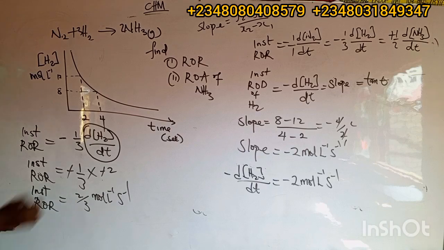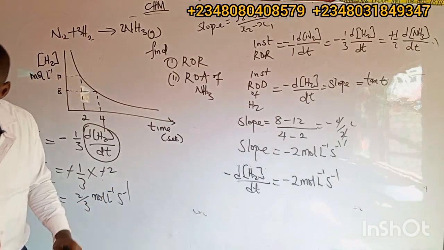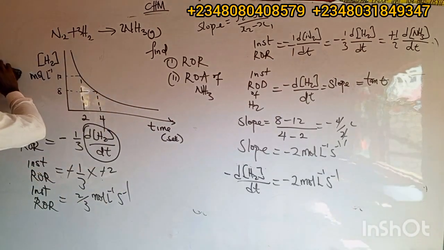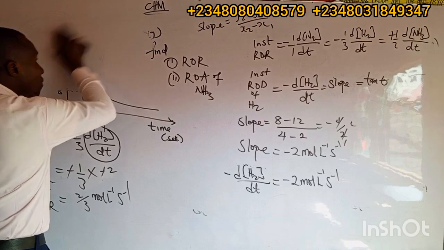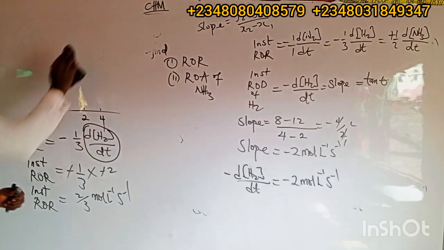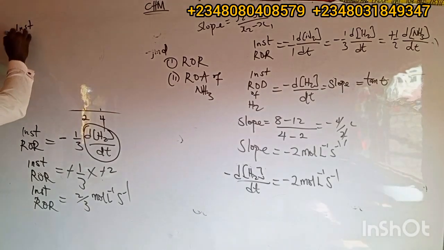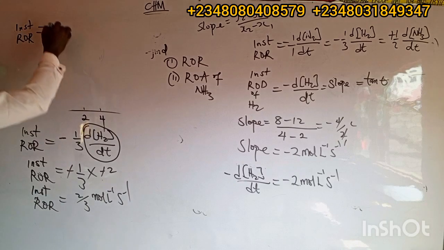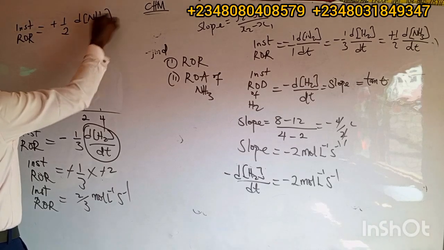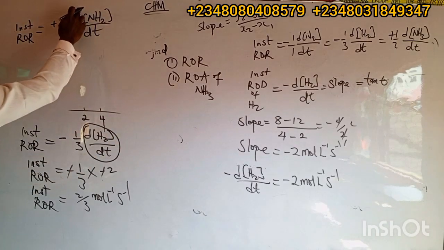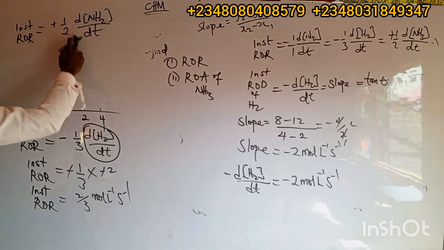Take note of that. Then the next question says calculate the rate of appearance of ammonia. Please let me rub off this one. I hope you've written down the question. Pause and write down the question. Rate of appearance of ammonia from the instantaneous rate of reaction. The instantaneous rate of reaction in terms of ammonia is plus 1 over 2 d[NH3]/dt. That's what they want you to calculate: rate of appearance.